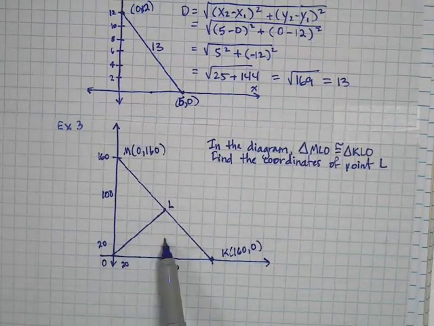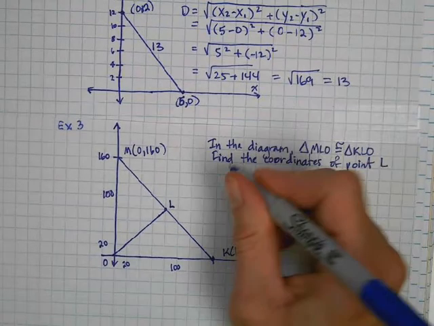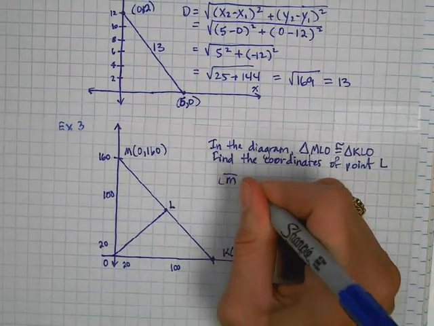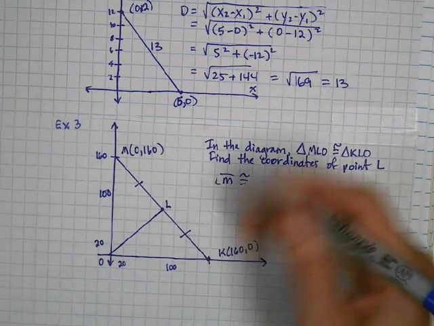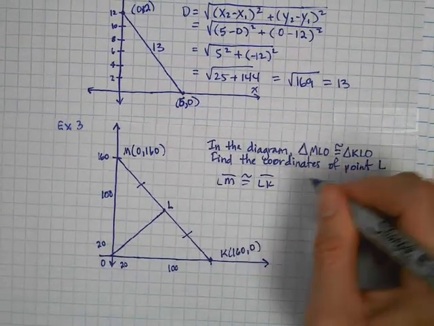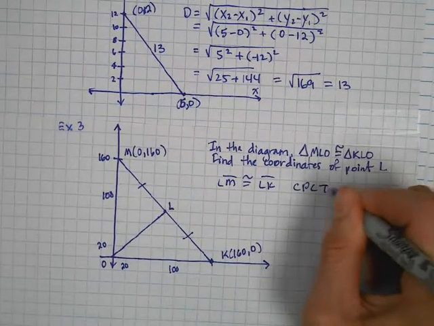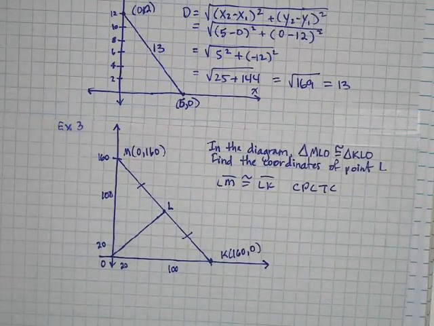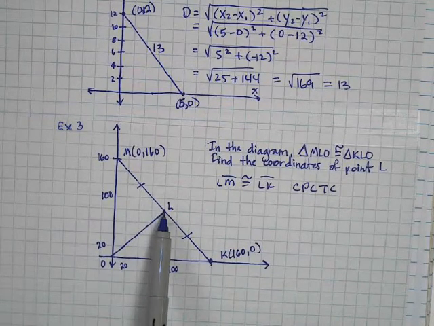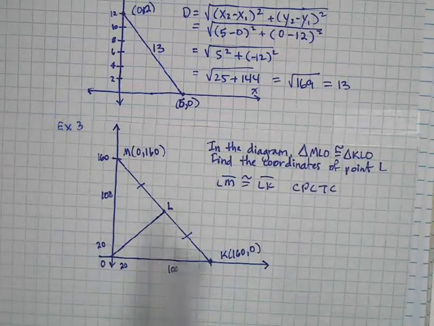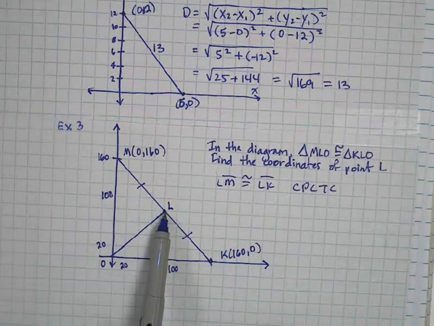Well, since we know these triangles are congruent, we are given that, then we also know that line segment LM has to be congruent to line segment LK. Alright, that's just a little CPCTC. And so if we want to find the coordinates of this, then it looks like that's probably going to be the midpoint of that line. Alright, it's halfway in the middle.